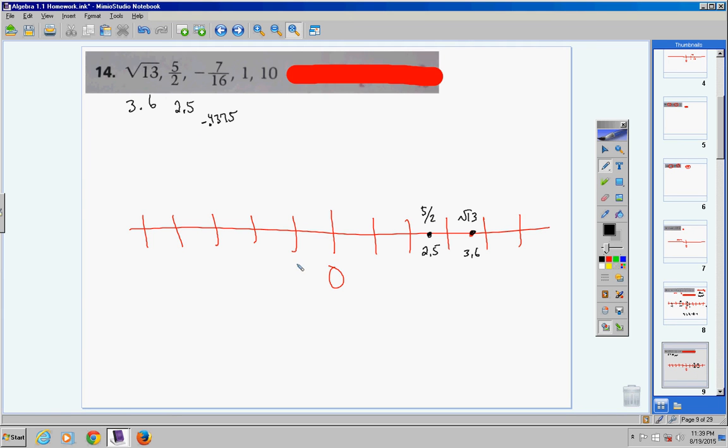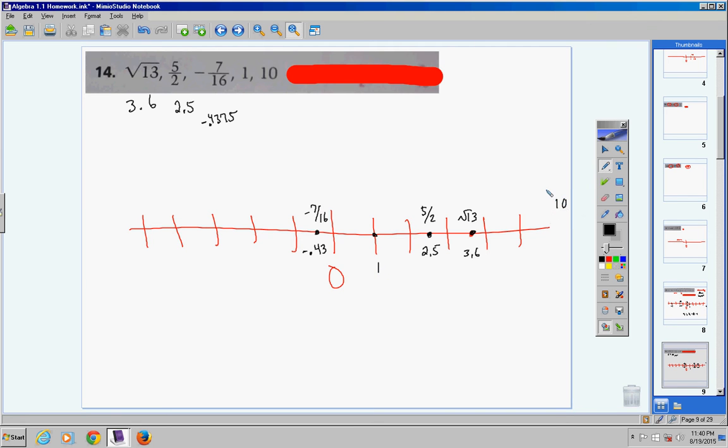Negative 7/16 is negative 0.4. So here's 0. Here's negative 1 right here. We're going to go to negative 0.4. So about right here, negative 0.43. And that's negative 7/16. And then 1, of course, is right here. And then 10 is way over here somewhere.